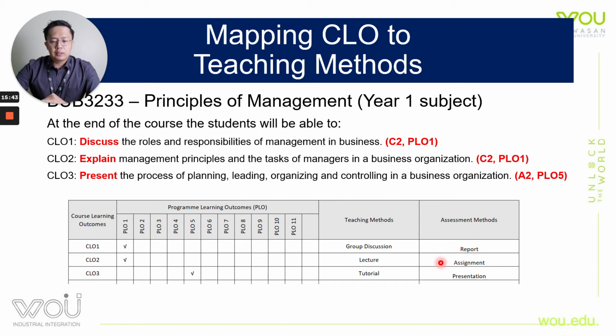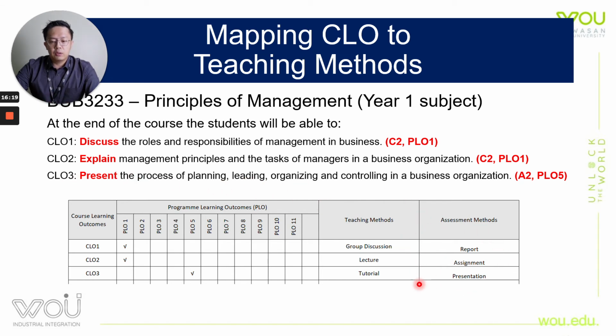Then to explain the management principle, I may use an assignment. Ask the students to explain the management principle in a business organization. I may ask them to identify a business organization, or you can give them an existing business, for example AirAsia or Petronas, and then ask them to explain the management principles that they can observe within that particular company, as an assignment. Then finally, the last one, present, the most simple one. You may ask them to do a presentation, and you come up with a presentation rubric to measure the students' presentation on the CLO3 as well.